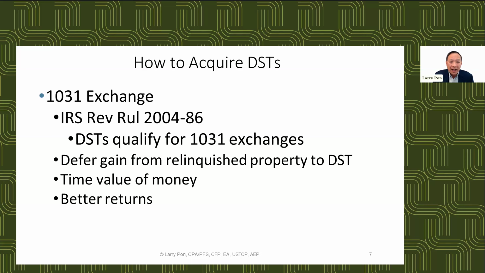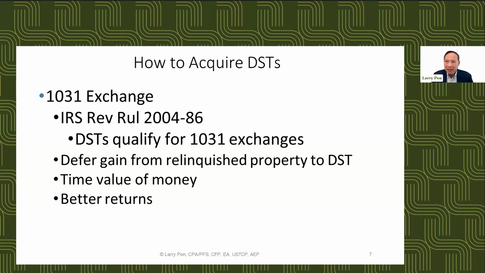Well, the IRS in Revenue Ruling 2004-86 has basically blessed DSTs as qualified investments for 1031 exchanges. Now, the IRS gives us some very, very specific rules on that. So as long as you follow those rules, it would qualify for a 1031 exchange. And all the credible DST operators know this ruling, and they're going to do their best to make sure the investment qualifies. So that's part of the due diligence you're reading.